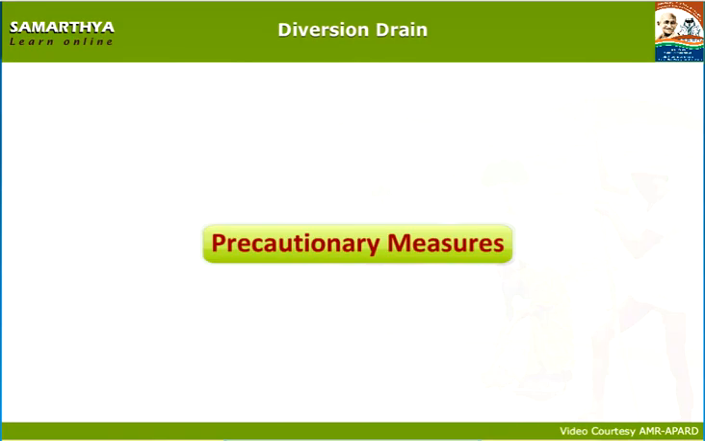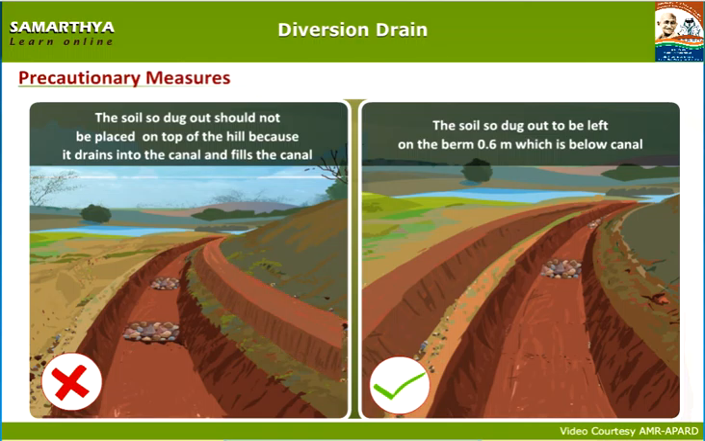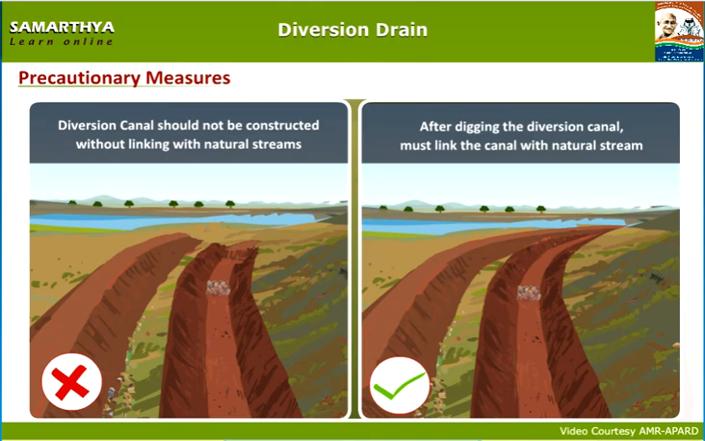Precautionary measures to be taken while constructing diversion canals. The soil so dug out should not be placed on the top hill because it drains into the canal and fills the canal. The soil so dug out is to be left on the berm 0.6 meters, which is below the canal. Diversion canal should not be constructed without linking to the natural stream. After digging, the diversion canal must link the canal with the natural stream.